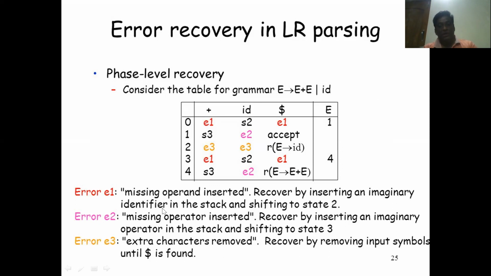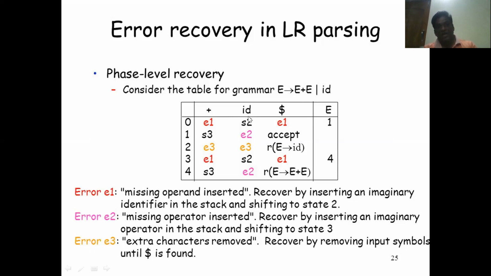Okay. And then error 2 on state 1, that means it has seen the first operand, therefore it entered into state 1. So on state 1, if it encounters plus, it's okay, then it is the correct option. But if it encounters id, it means the error 2. What does that mean? After the first identifier is parsed properly, it should see a plus operator here.